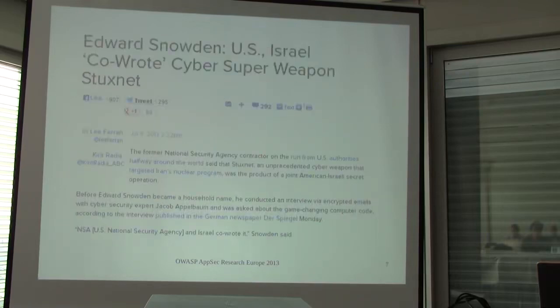Probably one of the most famous targeted attacks we saw recently was Stuxnet. I guess all of you, if you work in security, know what Stuxnet is. It's a piece of code that was used to try to sabotage a nuclear plant in Iran. And recently, our friend Snowden, the former NSA contractor, revealed that the US, together with Israel, co-wrote this piece of software. So this is an example of a nation-driven targeted attack, and we saw a lot of them.